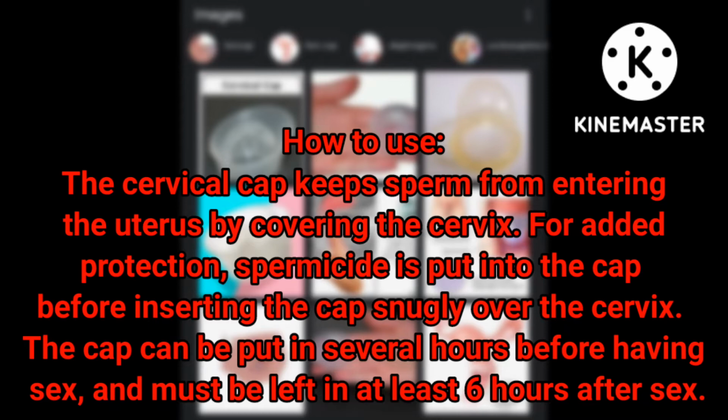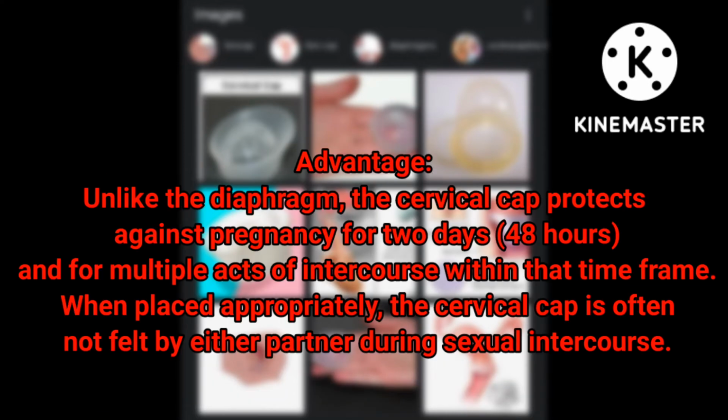The cap can be put in several hours before having sex and must be left in at least 6 hours after sex. Advantage: unlike the diaphragm, the cervical cap protects against pregnancy for 2 days or 48 hours, and for multiple acts of intercourse within that time frame. When placed appropriately, the cervical cap is often not felt by either partner during sexual intercourse.